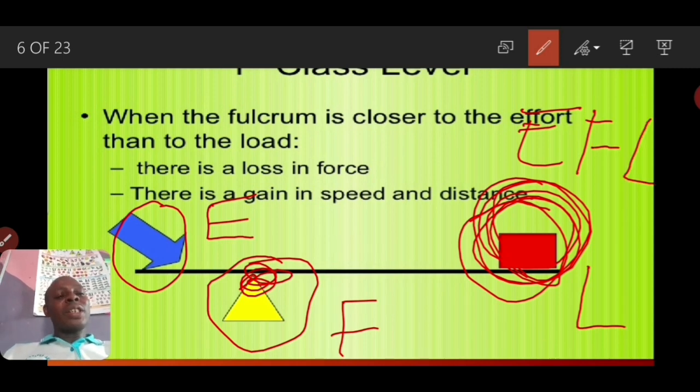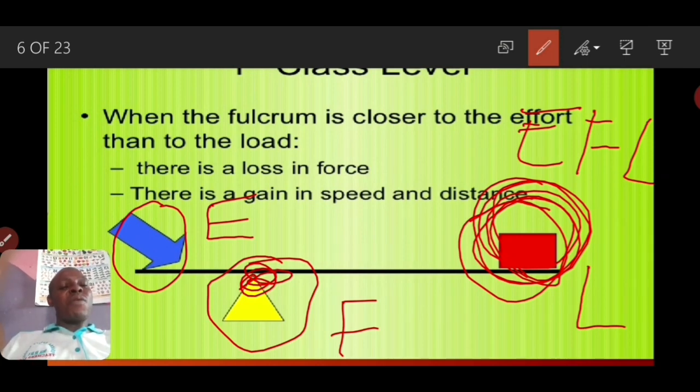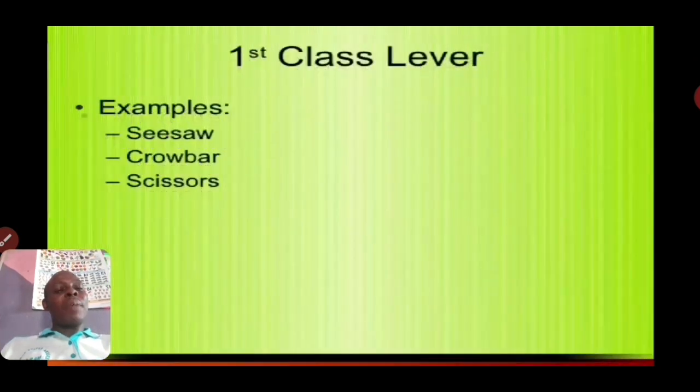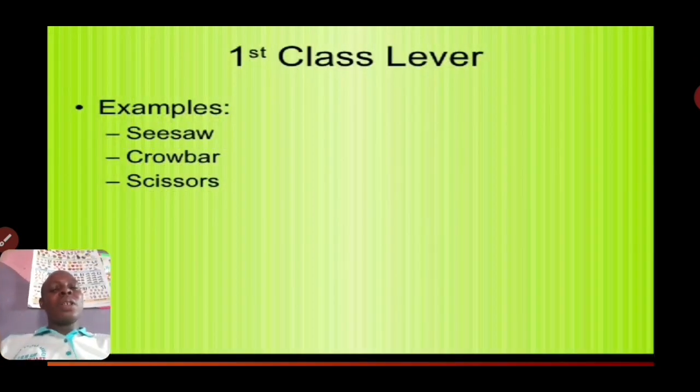It can be the reverse. It can also be load, fulcrum and effort. But the main thing you should know here is that the fulcrum is at the middle of it. Is that clear? So let's look at some examples. We have the seesaw, the crowbar, and the scissors. These are examples of first class lever.